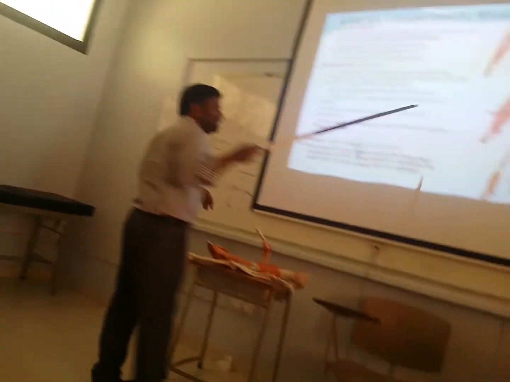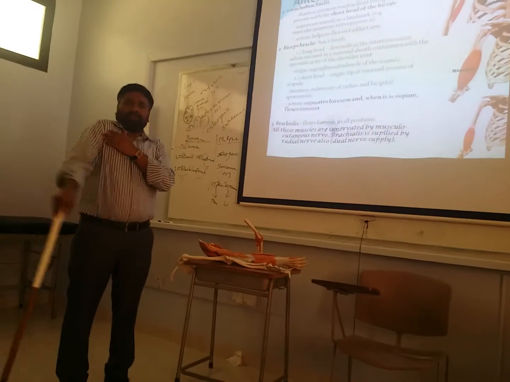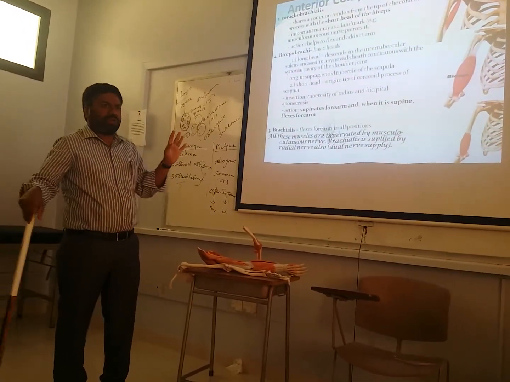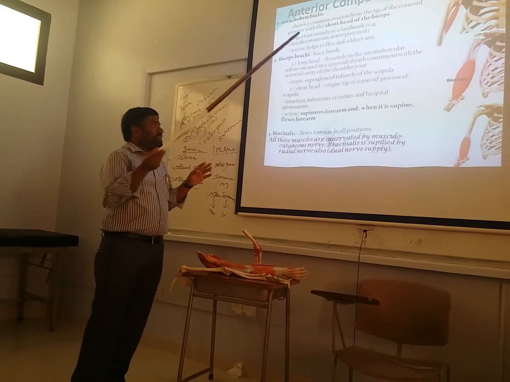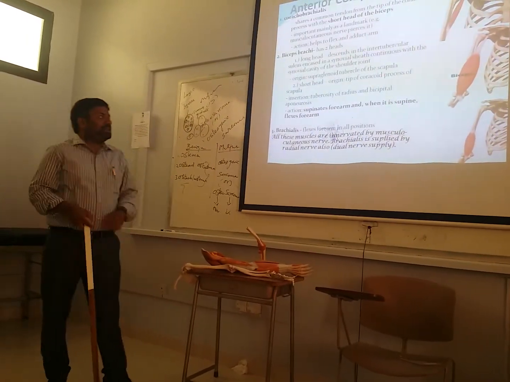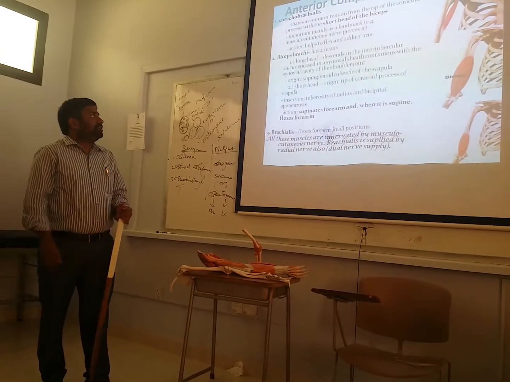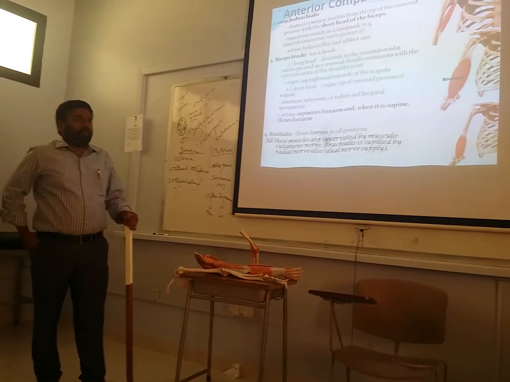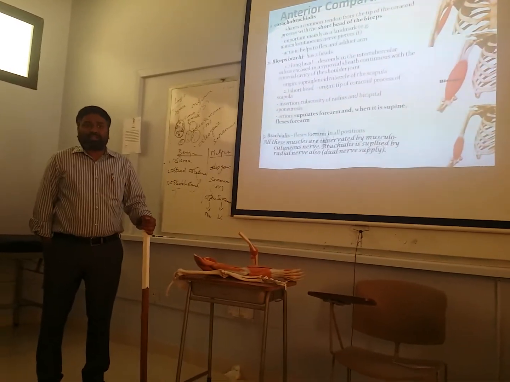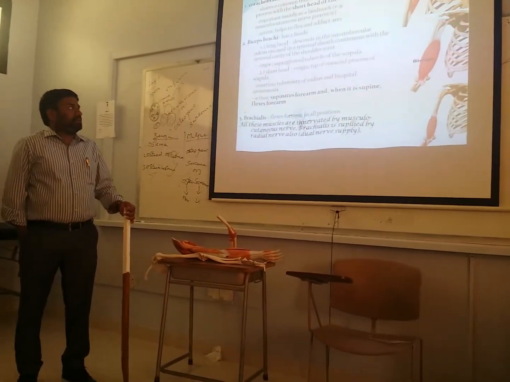Action, mainly as it is crossing the shoulder joint, flexion and then adduction. Very limited action, okay? Because it is a very short muscle. Next is the biceps brachii, which is the name again. It is biceps, meaning two heads of origin.